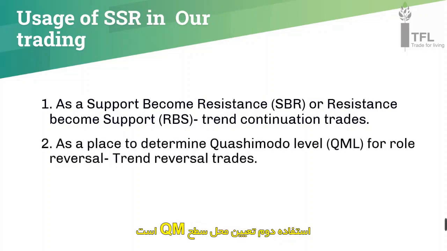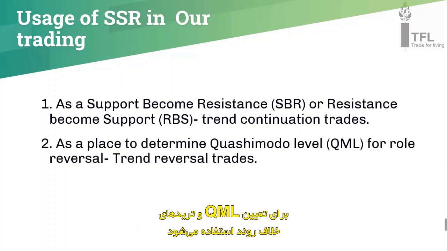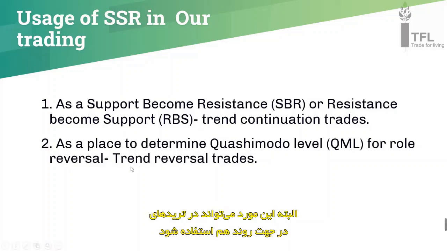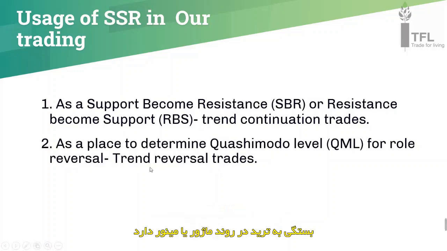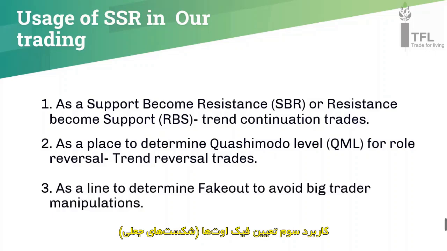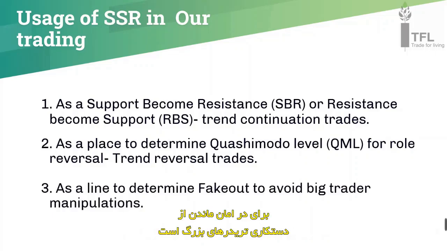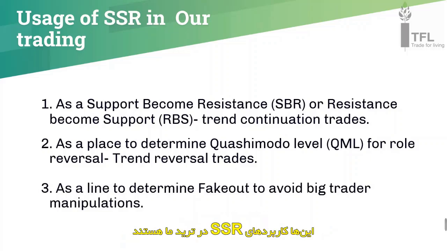Second is as a place to determine the Quasimodo level. This is the one that a lot of you are waiting for. It is a place to determine the Quasimodo level, QML, for role reversal, so trend reversal trades. So this might also be a trend continuation trade. It depends on what trend, the minor or the major trend. Third is as a line to determine a fake out to avoid big trader manipulation. So this is the usage of SSR in our trading.